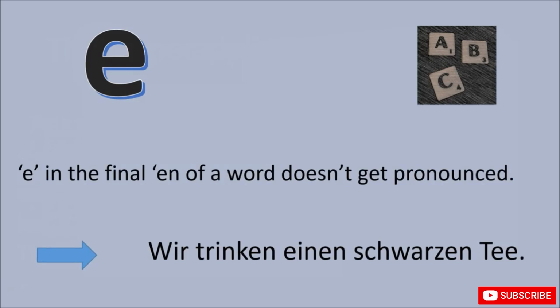And if the E is in the final EN of a word, it doesn't get pronounced, or hardly really. So we've got here, I say it properly, einen schwarzen. And yes, you may hear it, wir trinken einen schwarzen Tee. But you most likely hear it more like, wir trinken einen schwarzen Tee. If you noticed, you hardly hear the E. Sounds a lot nicer, really, doesn't it?